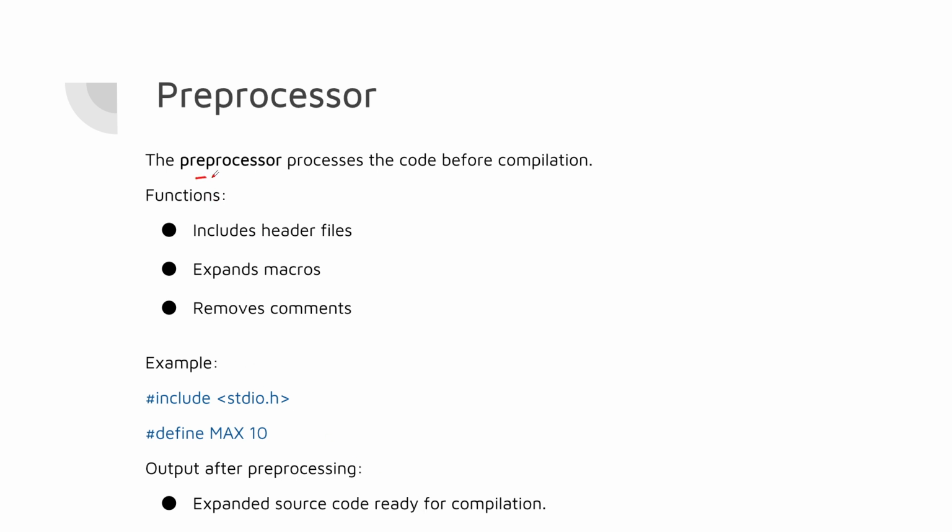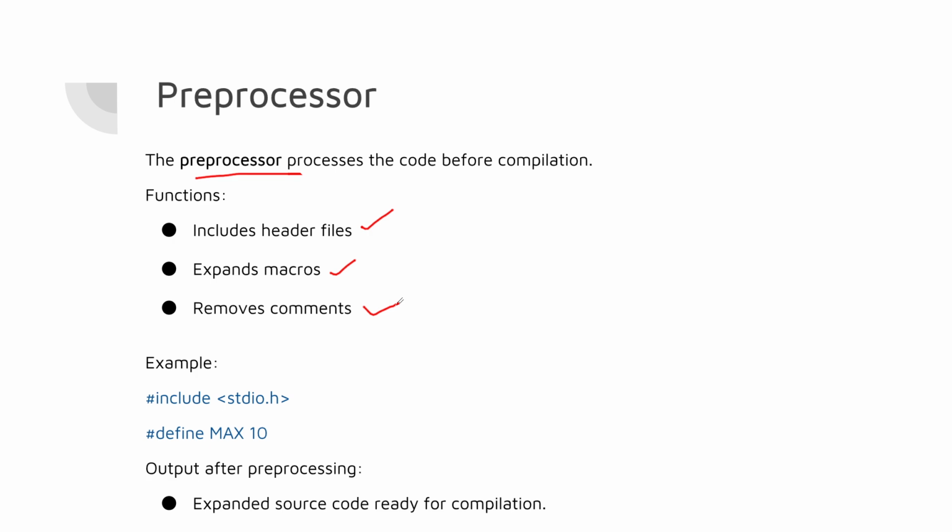Preprocessor. The preprocessor processes our code before the compilation process. I mean, it's just a pre-processing stage of our compilation. What are the functions it does? If I have a header file, that header file will be included in my source file. If I declare some macros, those macros will be expanded inside my program. As I mentioned, if comments are included in our C program, those comments will be removed in the pre-processor stage.